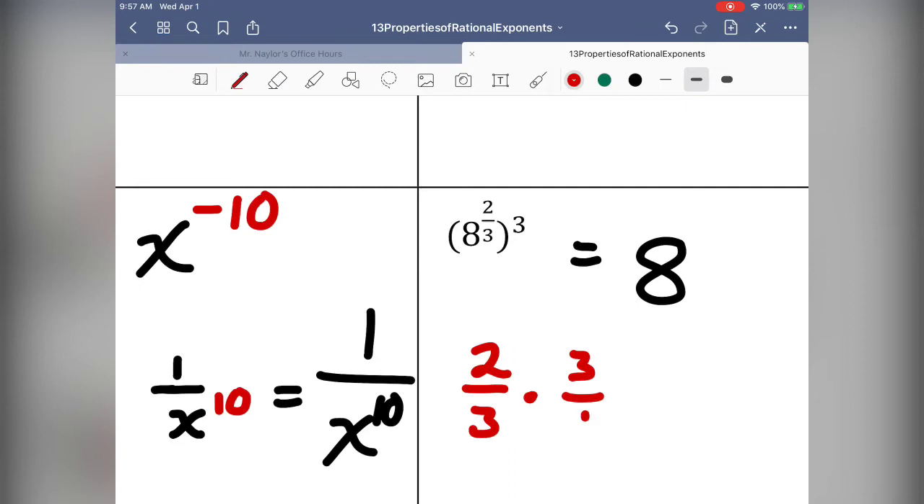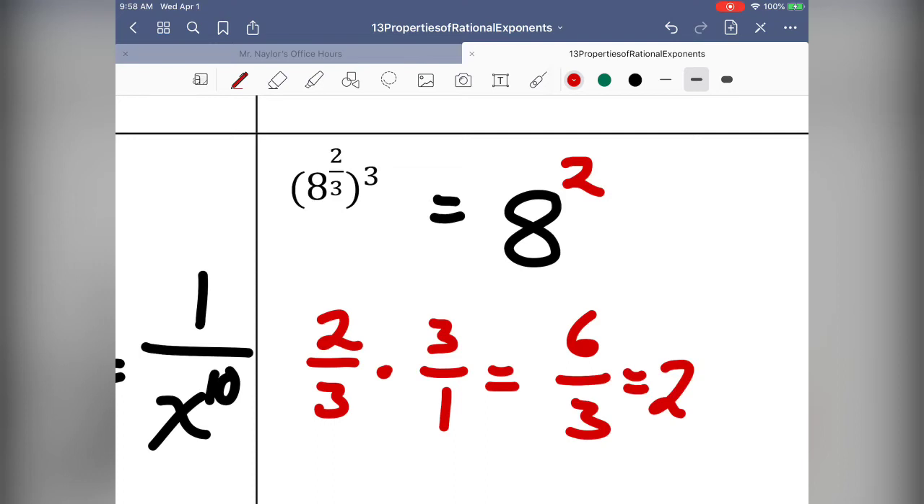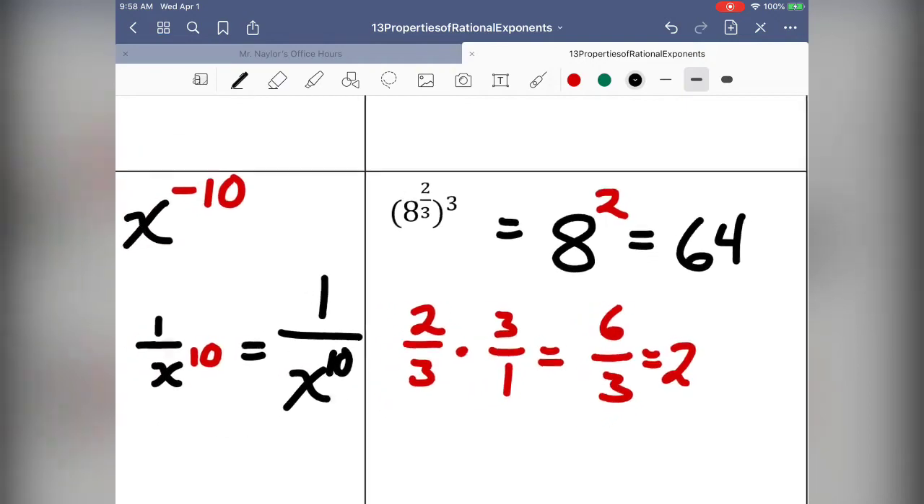Well, you might want to think of it as 2/3 times 3 over 1, so that you can then multiply the numerators. Of course, you get 6, and you can multiply the denominators. Well, it looks like 6 over 3 comes out to be 2, but really that's just the exponent. Now, in class, a common mistake is for students just to say that the answer is 2, but you want to make sure you realize that that's the exponent that we get. So, of course, 8 squared is 64, which would be our final answer.